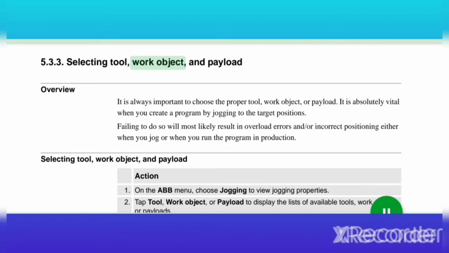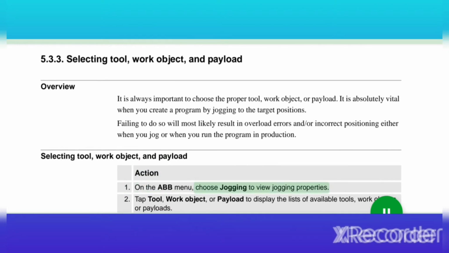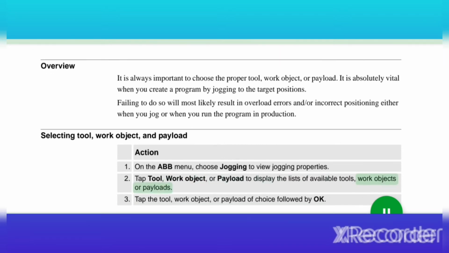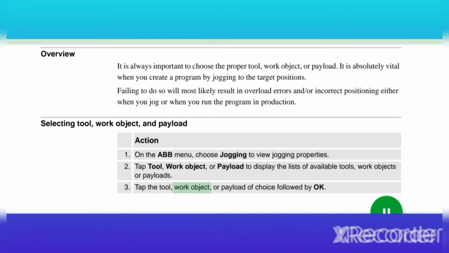5.3.3, Selecting tool, work object, and payload. Overview. It is always important to choose the proper tool, work object, or payload. It is absolutely vital when you create a program by jogging to the target positions. Failing to do so will most likely result in overload errors and/or incorrect positioning, either when you jog or when you run the program in production. Selecting tool, work object, and payload. Action. 1. On the app menu, choose Jogging to view jogging properties. 2. Tap Tool, Work object, or Payload to display the lists of available tools, work objects or payloads. 3. Tap the tool, work object, or payload of choice, followed by OK.